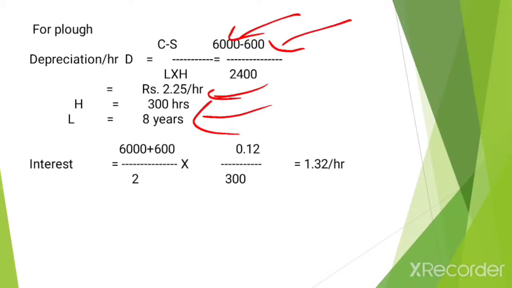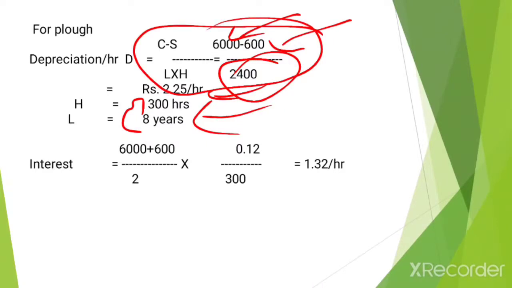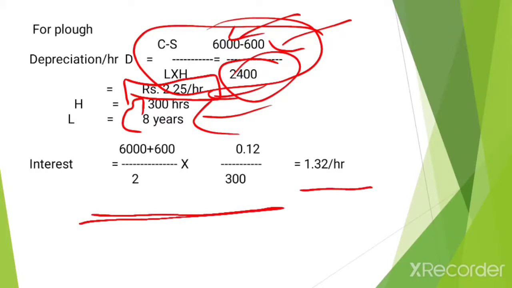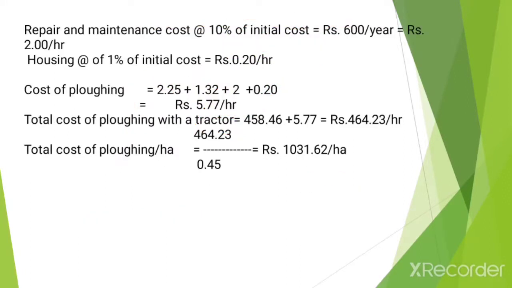So 8 into 300, the value will be 2400. After putting all these values in this formula, we get the depreciation cost, that is rupees 2.25 per hour. Then by putting all the values in the formula of interest cost, we get the final answer, 1.32 rupees per hour. After that, repair and maintenance cost, 10% of the initial cost, so here 600 per year, and per hour, that is 2 rupees per hour.